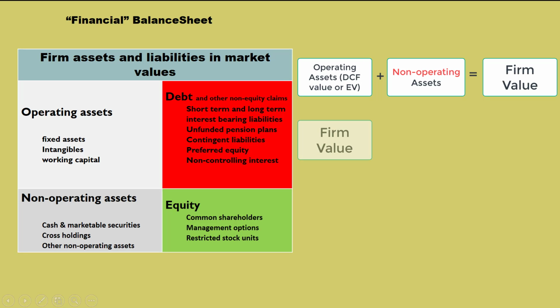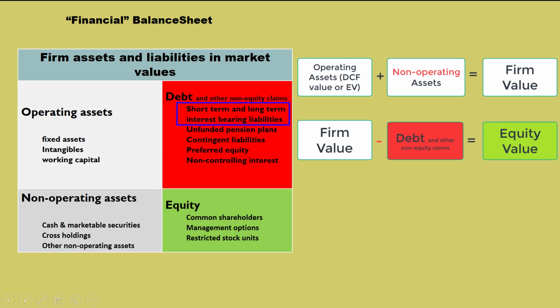To go from total firm value to equity value, you need to deduct at least all short-term and long-term interest-bearing liabilities, or all debt. You should also deduct other non-equity claims such as preferred shares, unfunded pension liabilities, and contingent liabilities such as the expected cost of pending litigations.